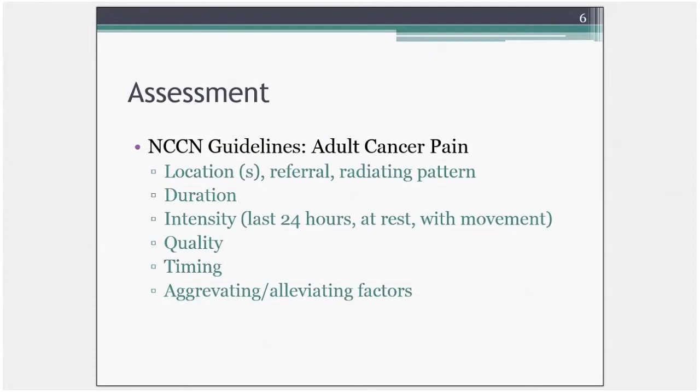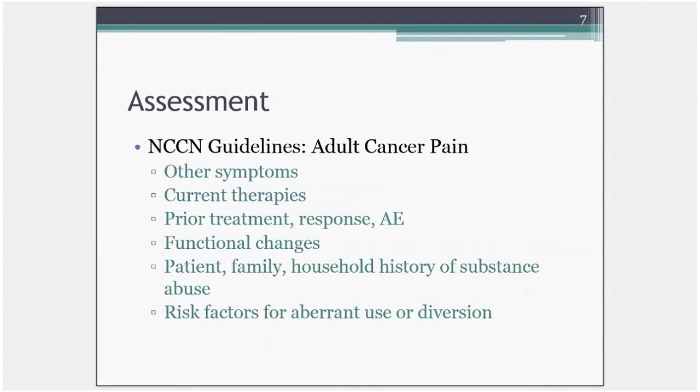We also need to think about the support issues, the social factors, finances, and pre-existing substance use. And as we assess pain, we need to think more than just the location or the intensity. We also need to think about the quality of the pain, what makes it better, what makes it worse, as well as what other treatments have been tried, what's currently being used, what's been used in the past, what side effects did patients have, what are the functional changes that patients experience as a result of the change, and also what about substance use issues, the patient's history, both past and present, issues within the family, as well as other risk factors for aberrant use or potential diversion of the drugs.